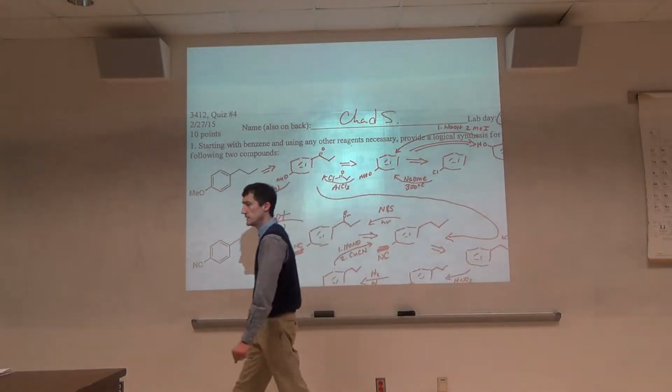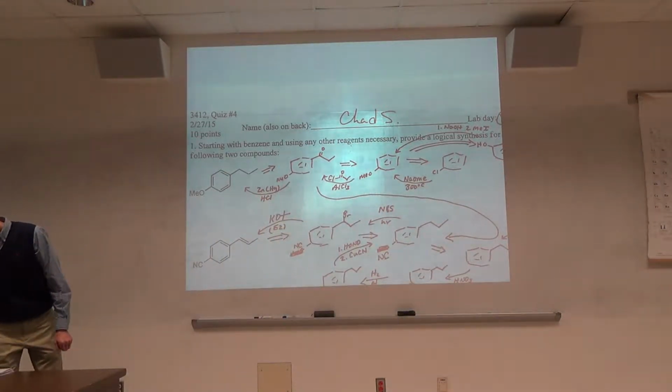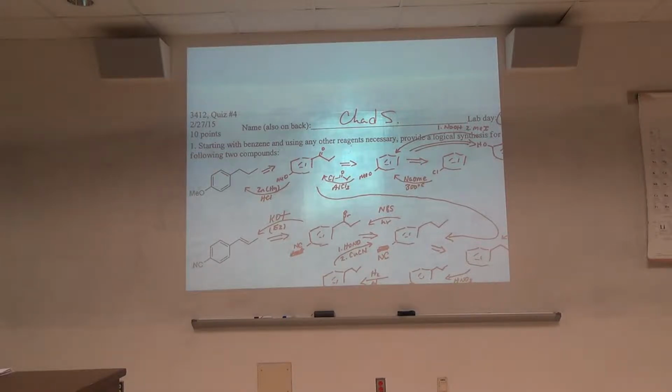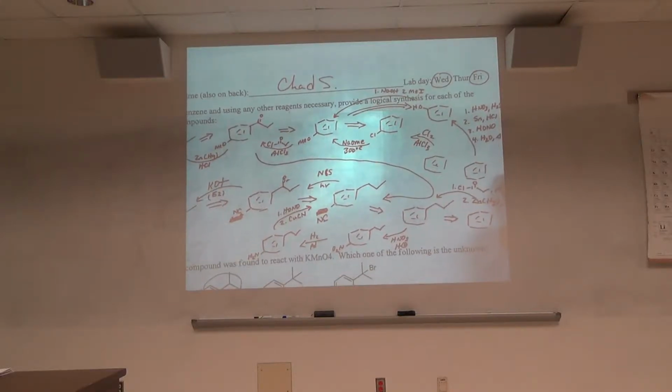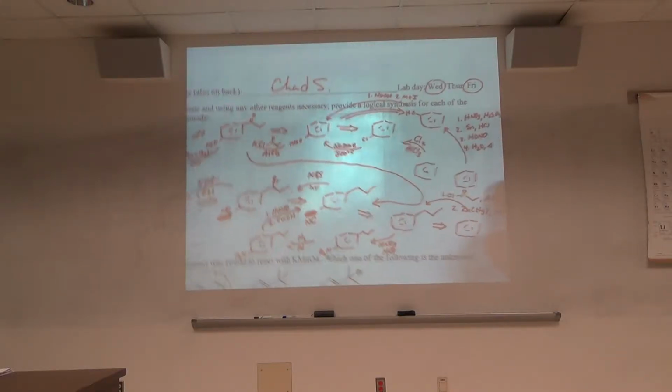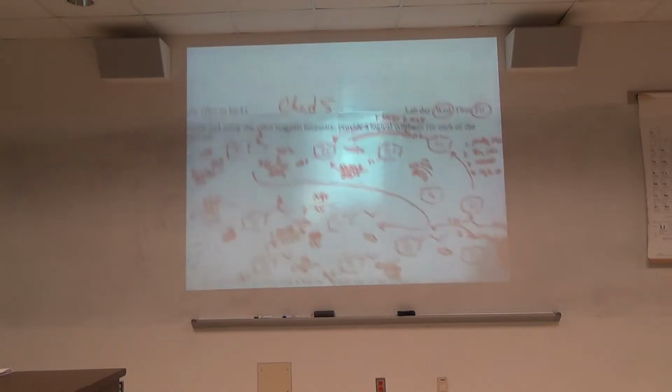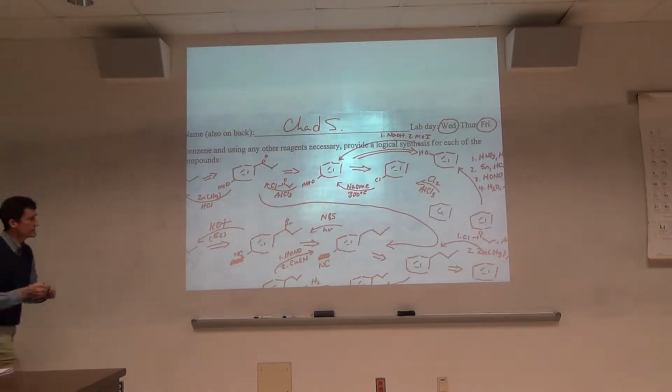How do you put the chlorine on? I didn't show that, but basically benzene with what? Not cupric chloride. AlCl3 or FeCl3. Cupric chloride is an oxidant, not typically a Lewis acid. And so we can put the chlorine on. There's other ways to do this. Well, this is an ether.